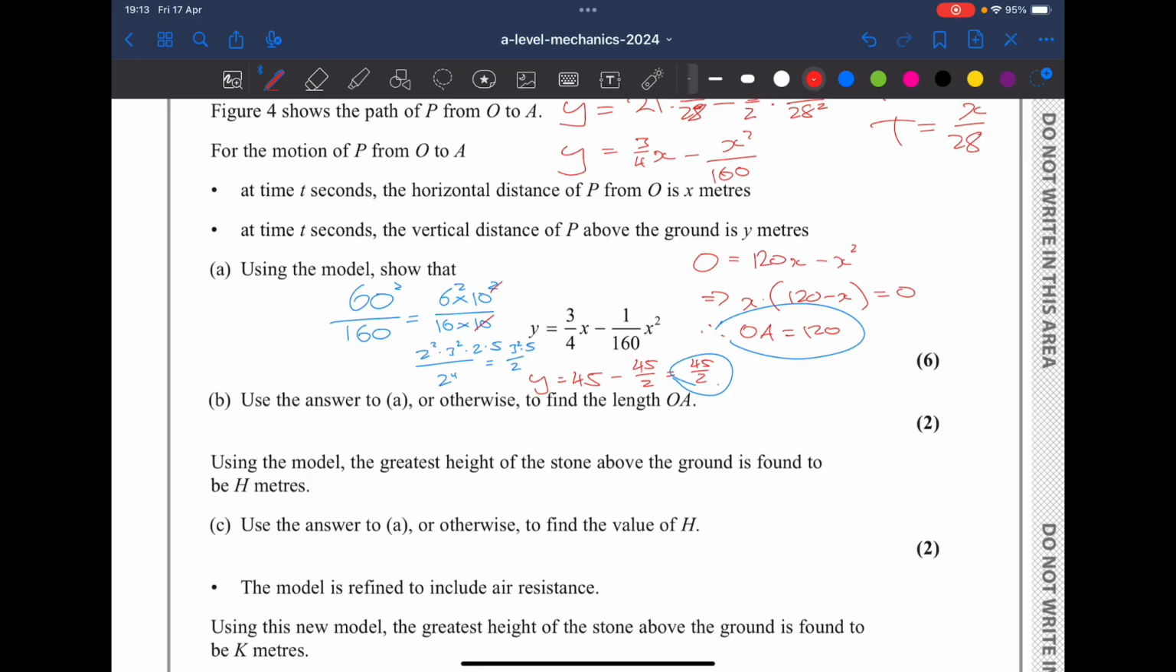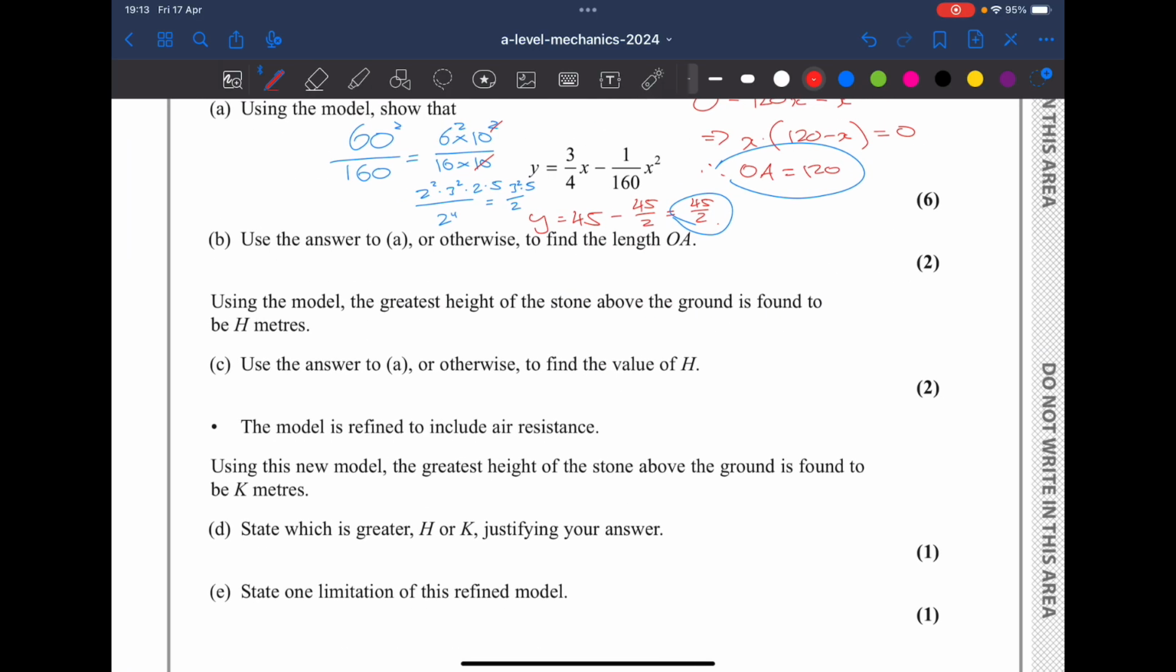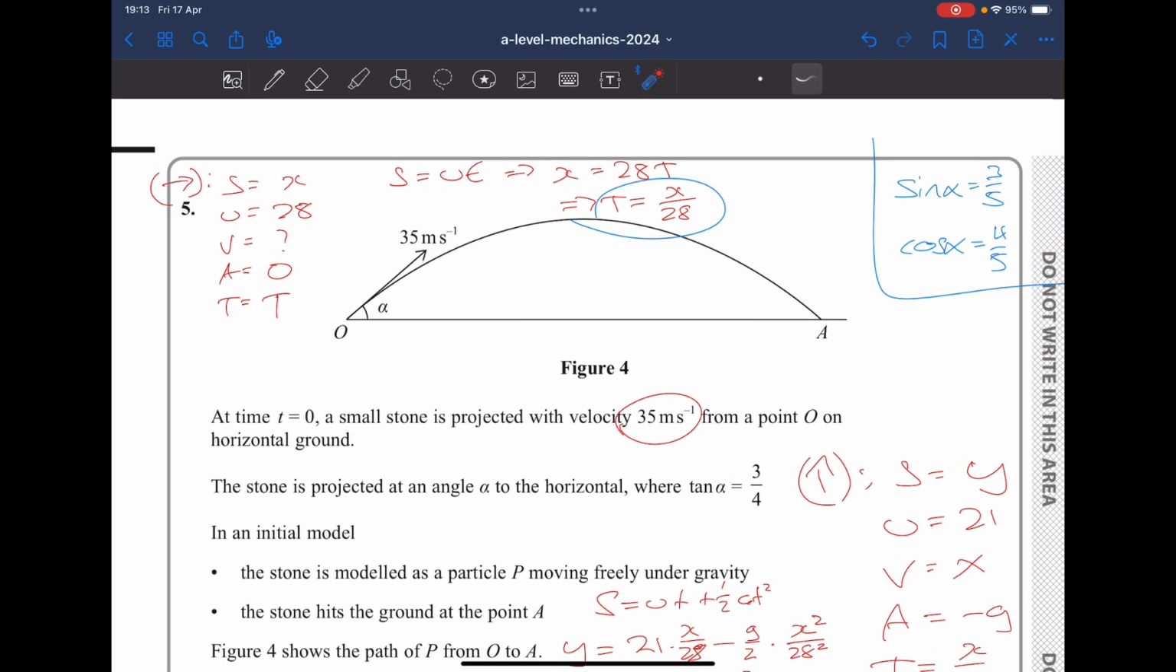Next question on this one then. The models were refined to include air resistance. Using this new model, the greatest height of the stone above is found to be k meters. So which one's higher? If there's air resistance, I think if it's really windy, it's harder to throw things.